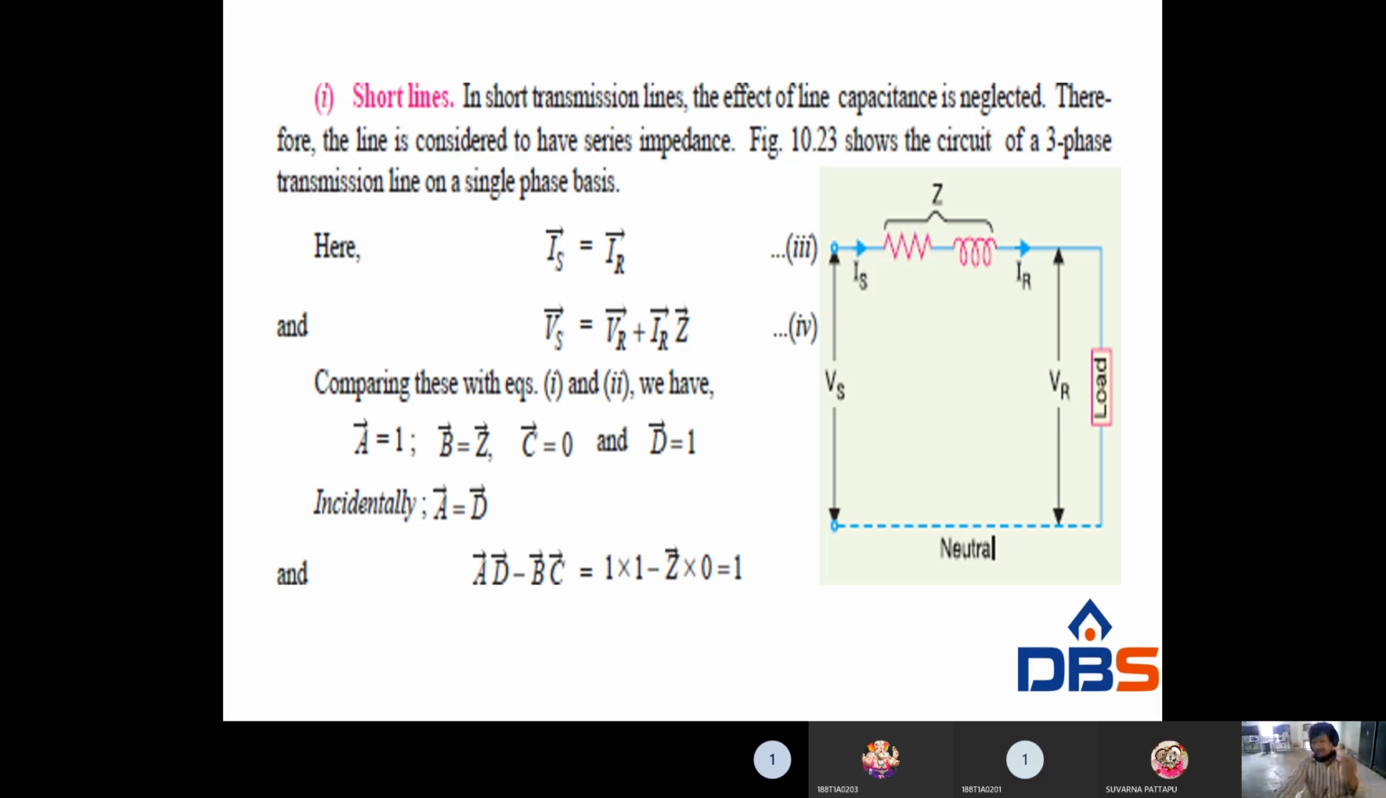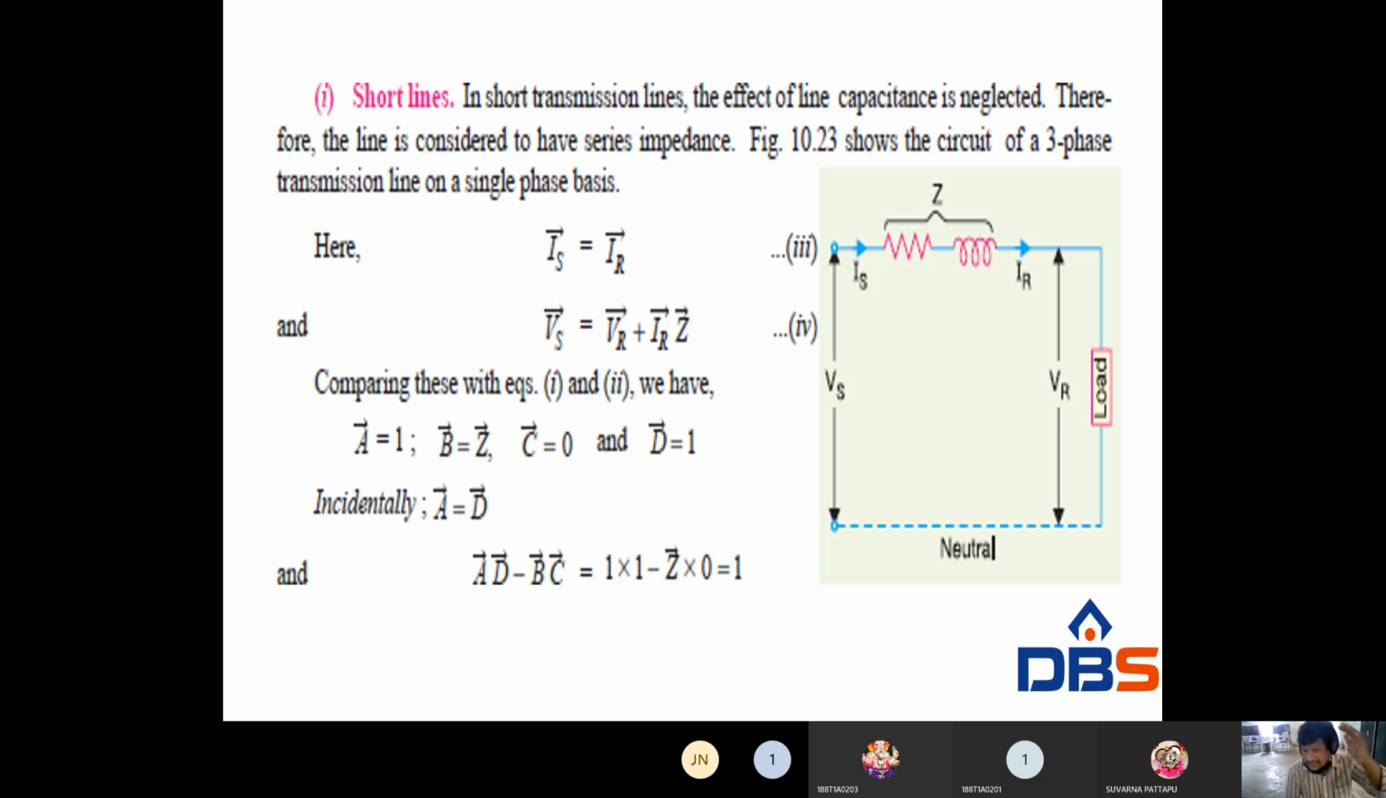Suppose they don't ask for 10 marks. Suppose they are asking 5 marks. Just draw the diagram, right? After then, write the condition, that is sending end current equal to receiving end current. After then, apply KVL. Vs is equal to VR plus IR into Z. So now these two equations are compared to the generalized constants of transmission line, that is Vs is equal to AVR plus BIR, Is is equal to CVR plus DIR.